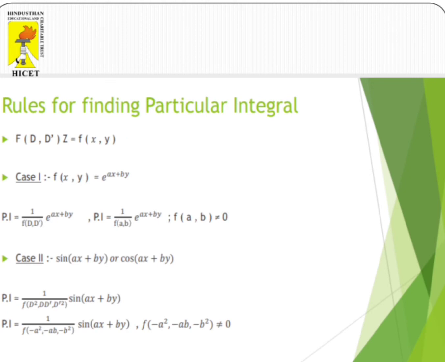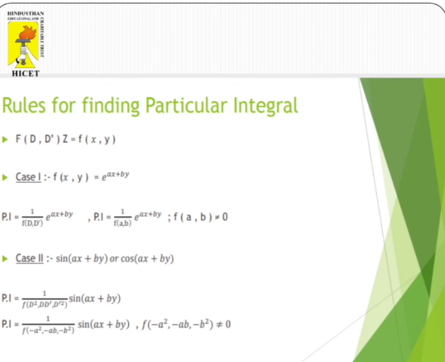Now, the complementary function: we replace D equal to m and D dash equal to 1 in the given non-homogeneous partial differential equation. We get a quadratic form, m square plus a1 m plus a2 equal to 0. Solving this auxiliary equation, we get the roots m1 and m2. Depending on the roots, we identify the complementary function. Next, to find the particular integral.